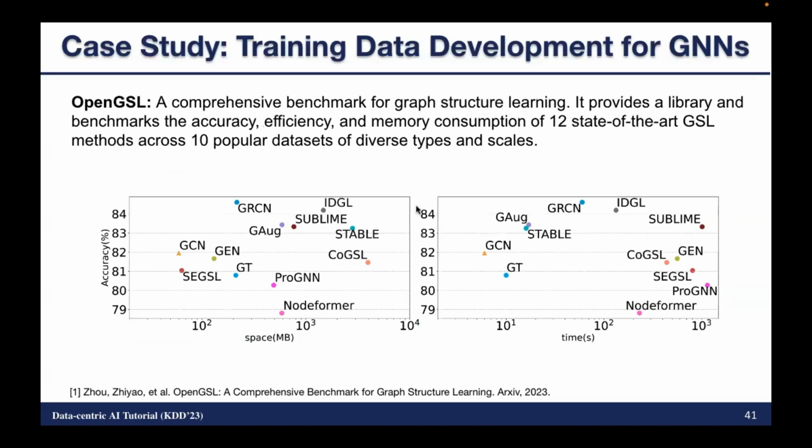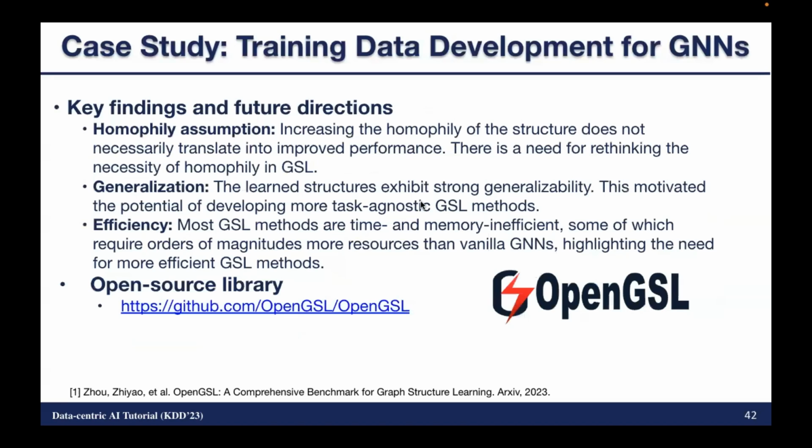So this paper actually benchmarks different scenarios according to the accuracy, the space limit, and the time limit. And if you are interested, you can go to this library, or you can just search OpenGSL.